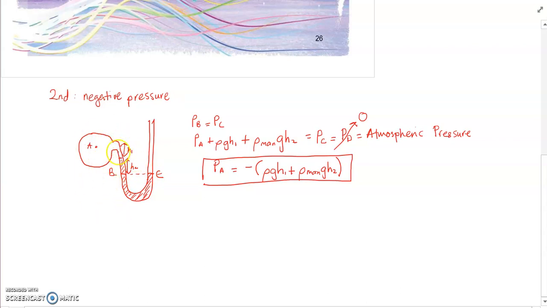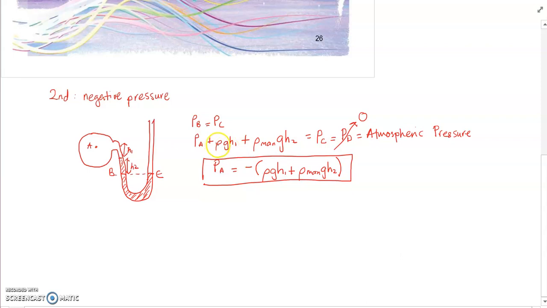And here for pressure B, first you have pressure A plus rho GH1 plus rho manometric fluid times G times H2. Okay, so your H2 is transferred from the right side to your left side, equal to PC. And your PC just now, as I said, equal to PD, and it is 0. So you can rearrange this equation to calculate for pressure at A.